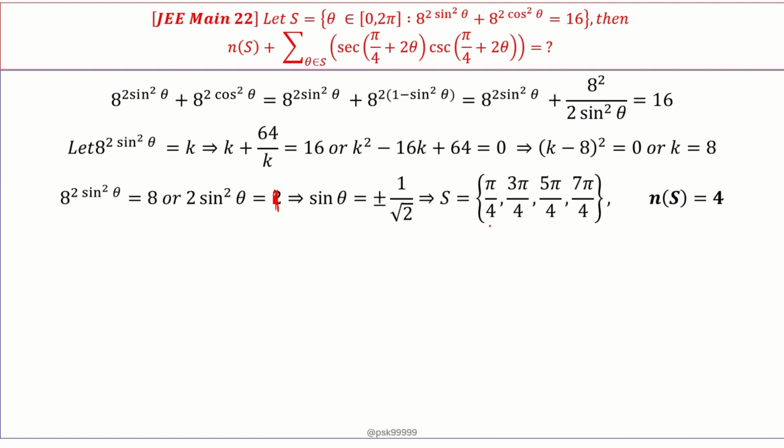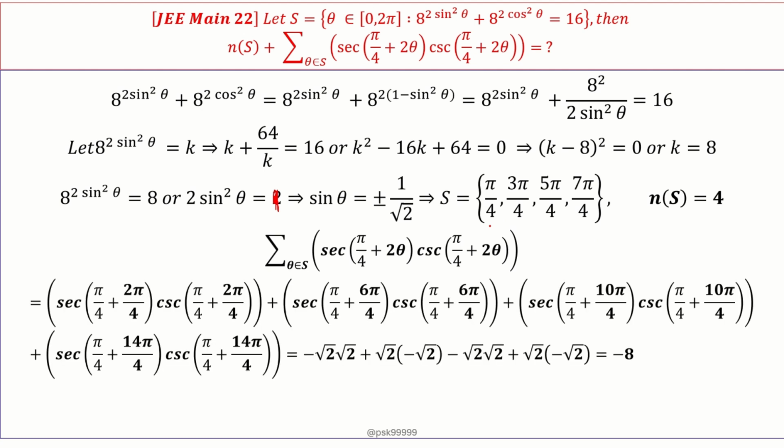Now these theta values you should substitute in the given expression. That's all. So take this given expression, substitute the 4 values. What you will get is minus 8. Okay, carefully do it. Minus 8. So given answer is number of elements in set S plus the expression, which is 4 minus 8, which is equal to minus 4. That's the answer.